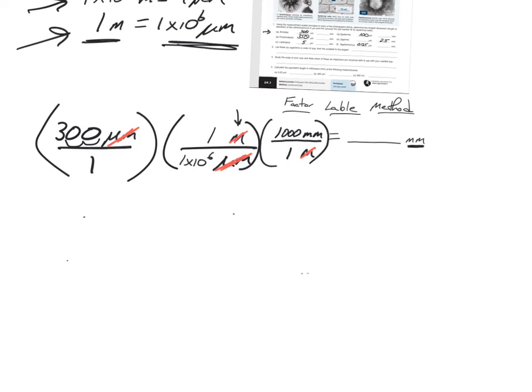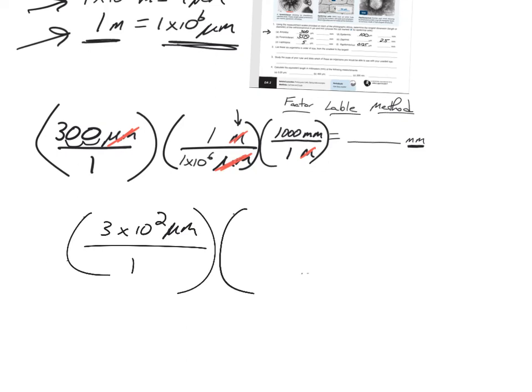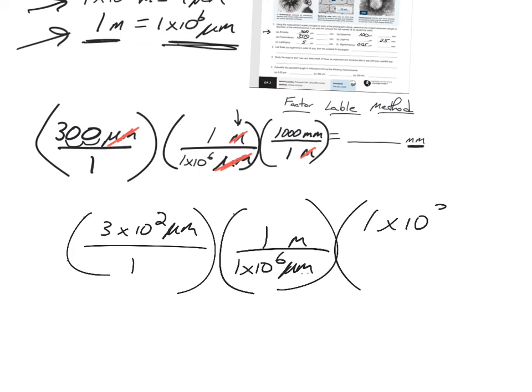So I got negative 6. Let me change this to 3 times 10 to the second power micrometers over 1, times 1 times 10 to the 6 micrometers times 1 times 10 to what? The third millimeters over 1 meter. So micrometers cancel out, meters cancel out. I'm left with millimeters. That's what I want.